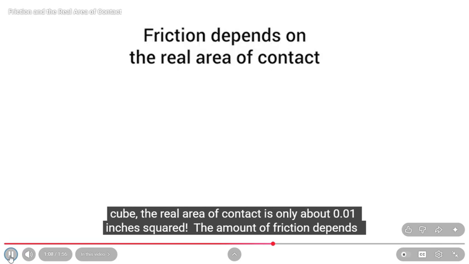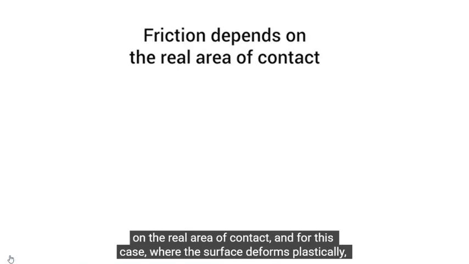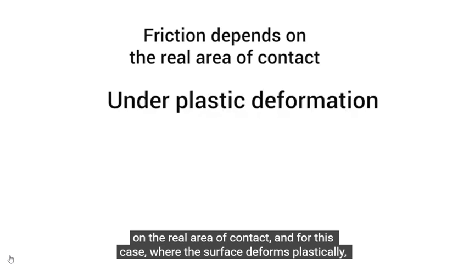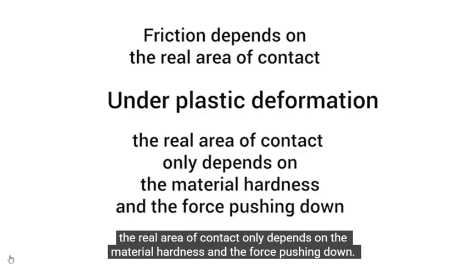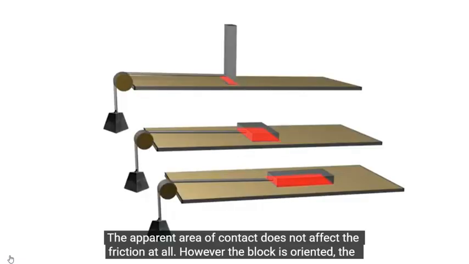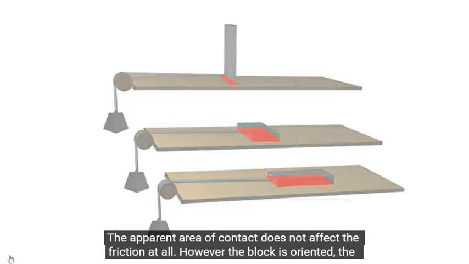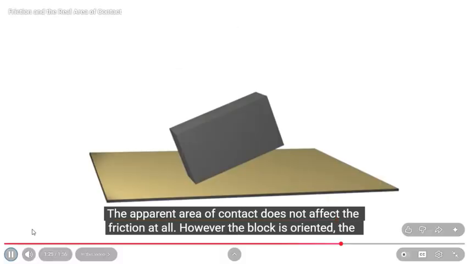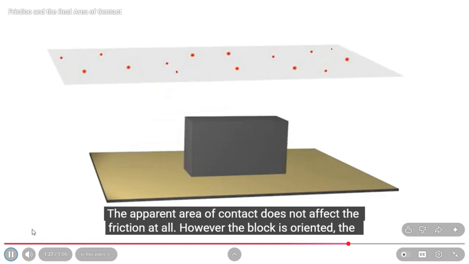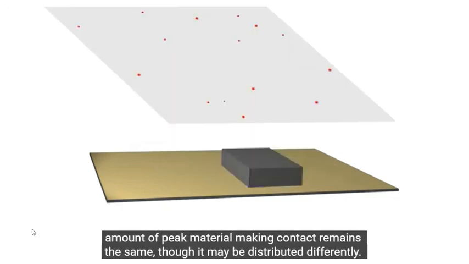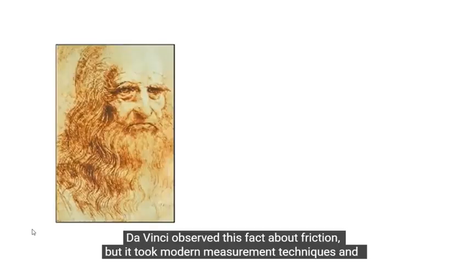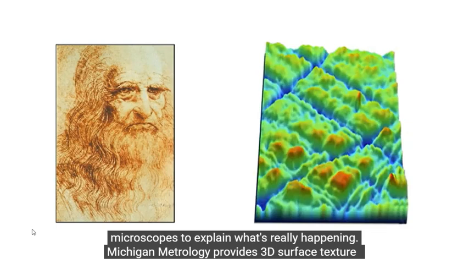The amount of friction depends on the real area of contact. And for this case, where the surface deforms plastically, the real area of contact only depends on the material hardness and the force pushing down. The apparent area of contact does not affect the friction at all. However the block is oriented, the amount of peak material making contact remains the same, though it may be distributed differently. Da Vinci observed this fact about friction, but it took modern measurement techniques and microscopes to explain what's real.